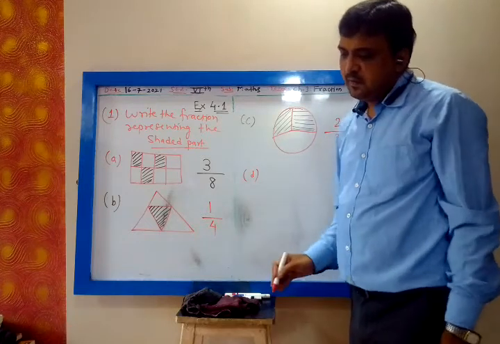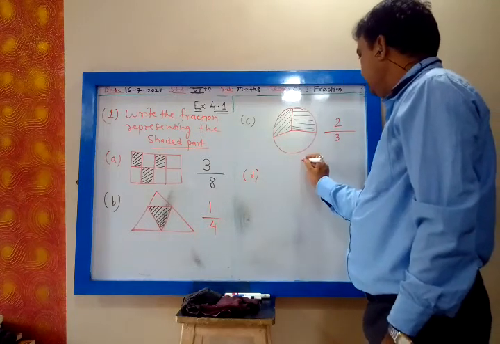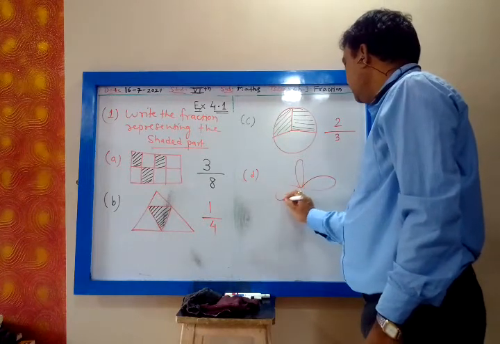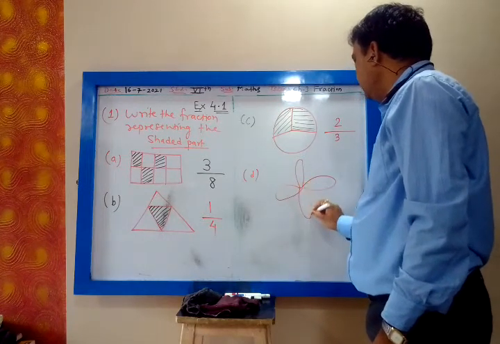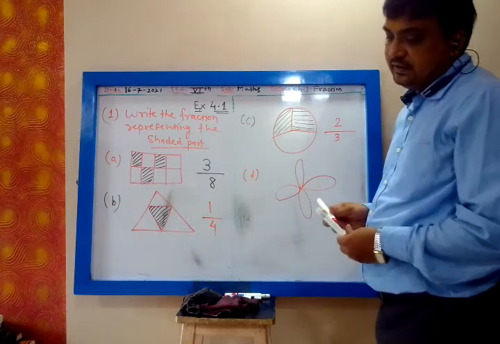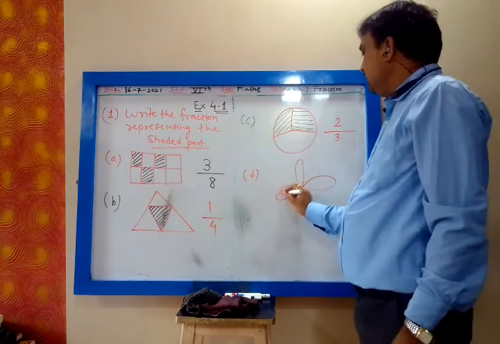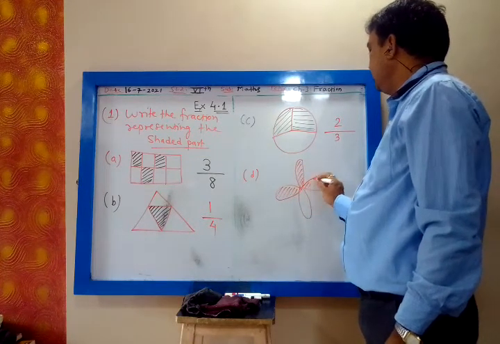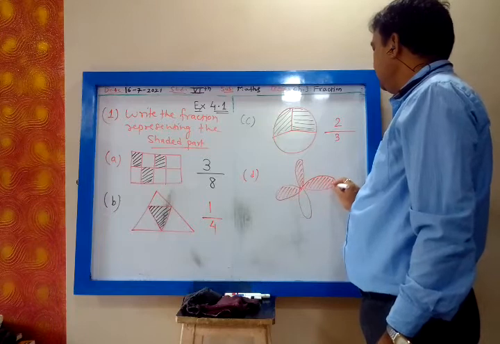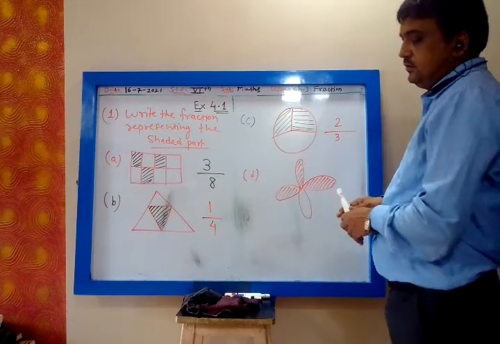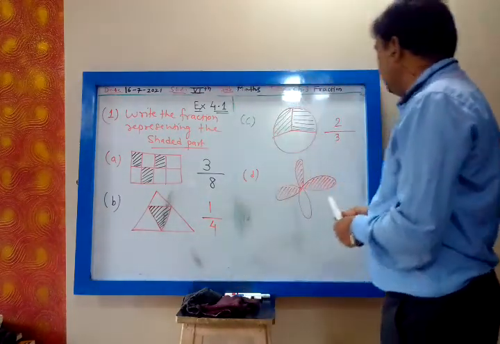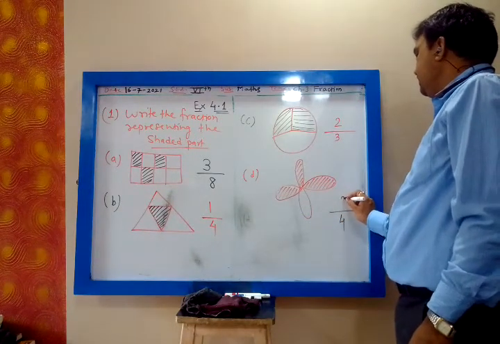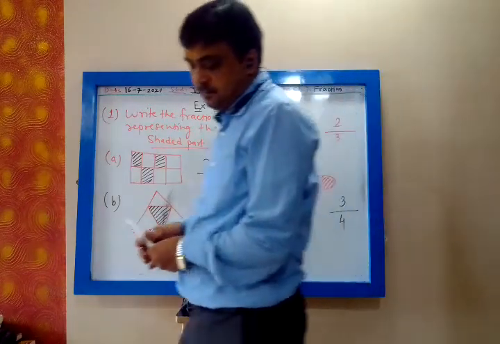Then D, you are given a flower. Then 3 parts are shaded. So the total number of parts is 4. How many parts are shaded? 3. So the answer is 3 upon 4.